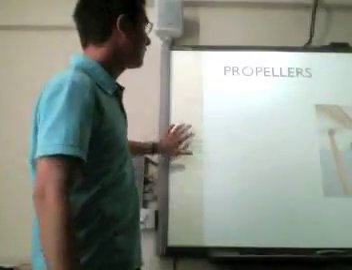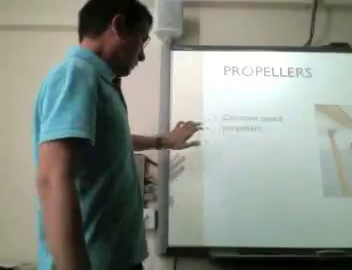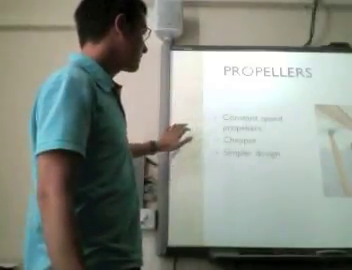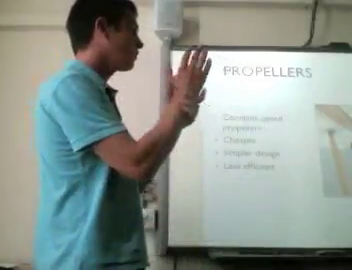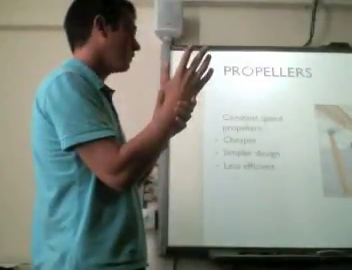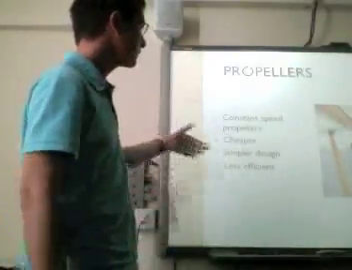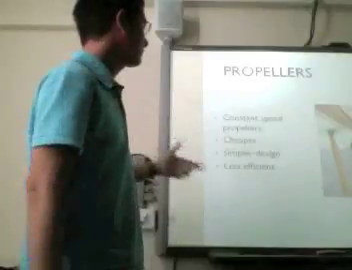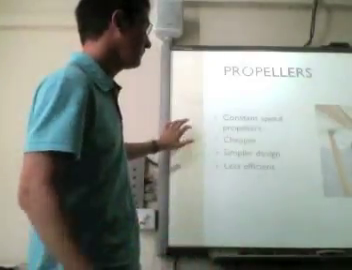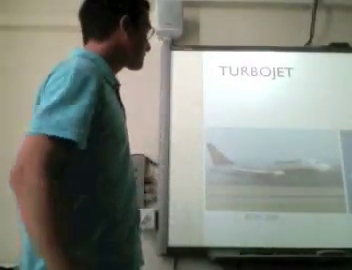And the other type is constant speed propellers. They are cheaper, with a simpler design, and less efficient because the angle of the blades does not vary according to the speed of the engine. But for light aircraft, it's efficient enough. So let's move on to turbojets.